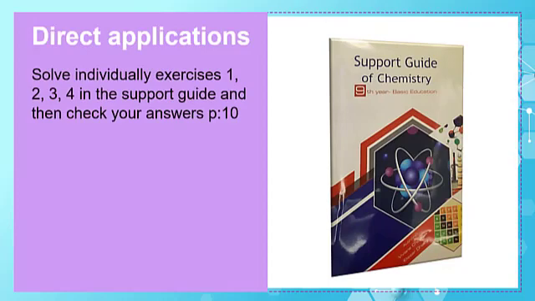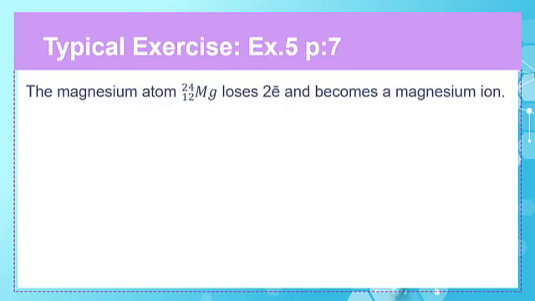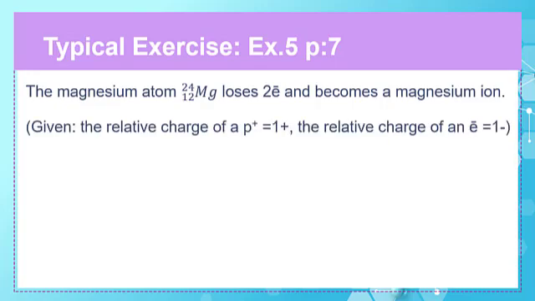The first step is to solve individually exercises 1, 2, 3, and 4 in the support guide, and then check your answers page 10. Now open the support guide at page 7 and let's solve the typical exercise 5. The magnesium atom Mg 24 12 loses 2 electrons and becomes a magnesium ion. Given the relative charge of a proton is 1 plus and the relative charge of an electron is 1 minus.